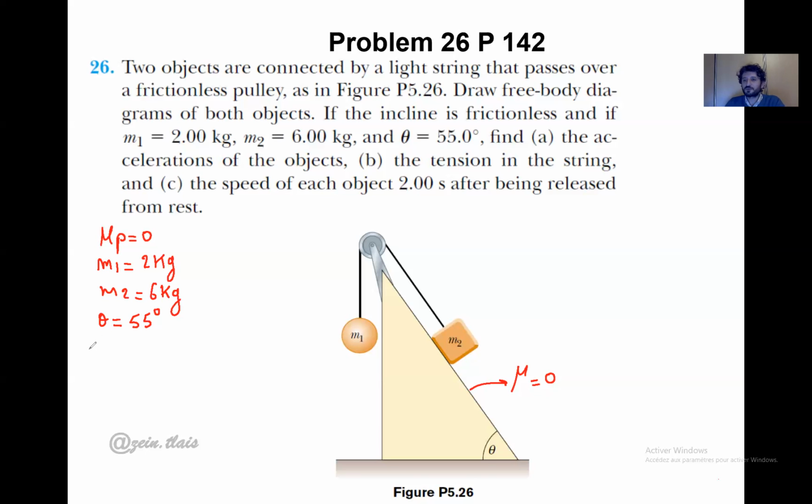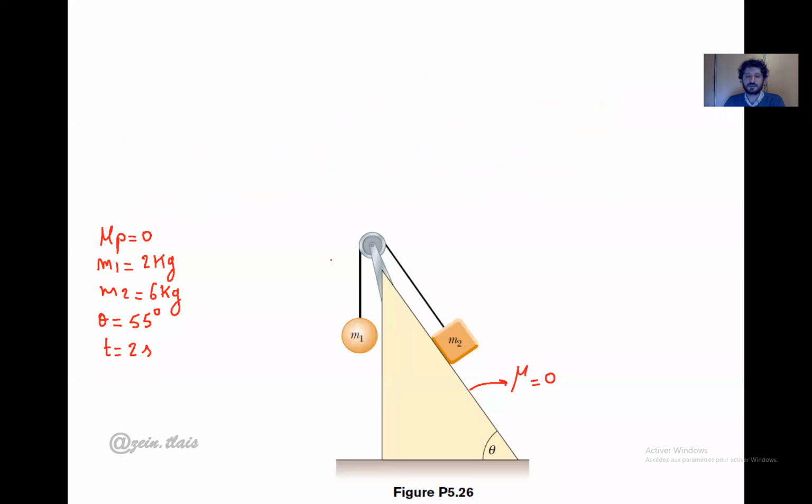First of all, we have to calculate the acceleration of the system, the tension of the string, and the speed of each object after t equals 2 seconds after being released from rest. Okay, I want to explain the problem clearly.